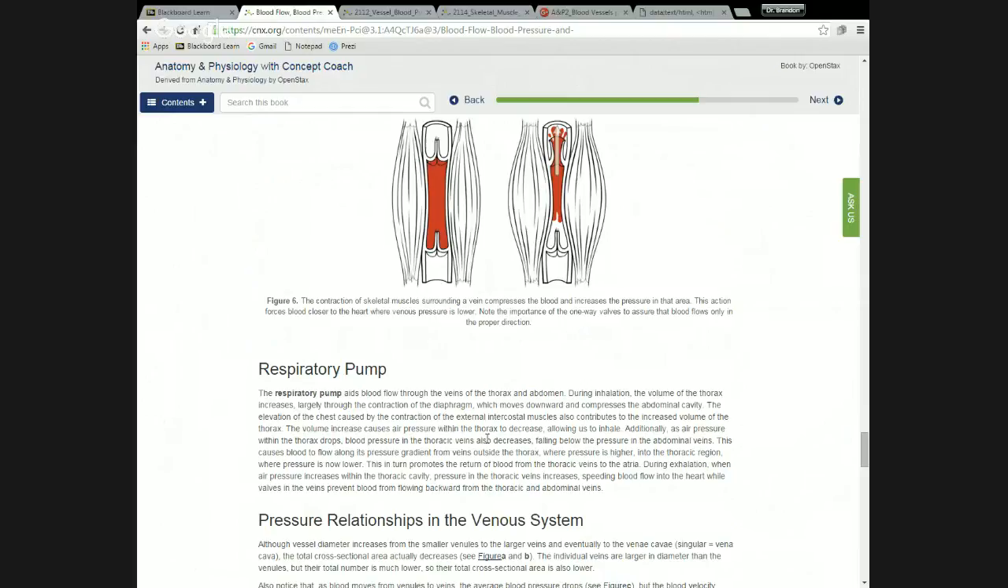And then when you exhale, the opposite happens. Your lungs recoil back or collapse back to their resting state. Thoracic volume decreases. It allows the abdominal cavity to expand and give off a little bit of the pressure that built up when you breathed in, and the blood will go up.